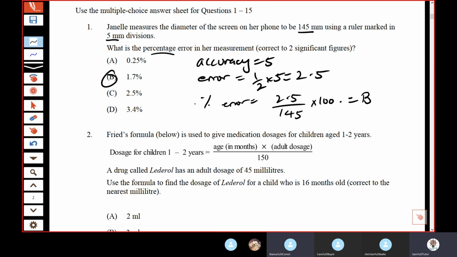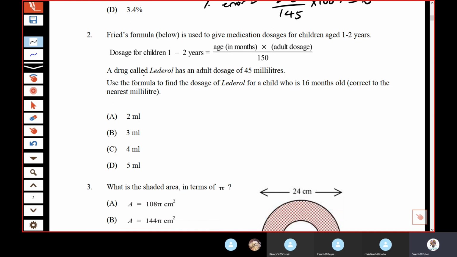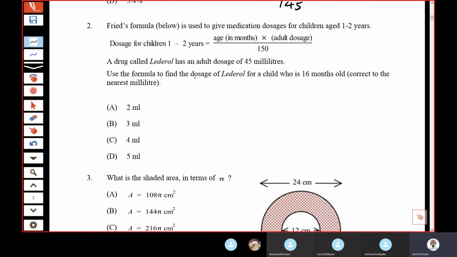Neither do you. Freud's formula. All good, Christian. Freud's formula below is used to give medication dosages. A drug called Ledrol has an adult dosage of 45 mils. Using the formula to find the dosage for a child who is 16 months old. I think that's pretty straightforward. You're just going to plug it into the formula. So it should be 16 times 45 over 150.